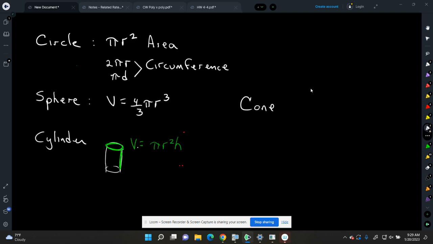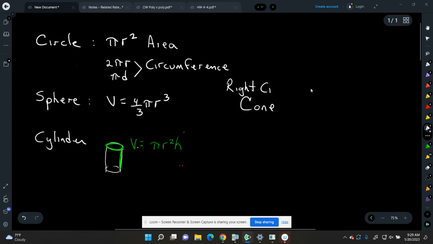Usually we're referring to what we call a right circular cone. Remember that phrase from geometry? Right circular cone, which means... there's your right circular cone. I taught geometry, that's what it is.